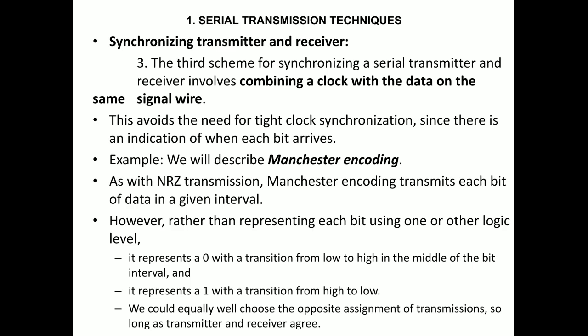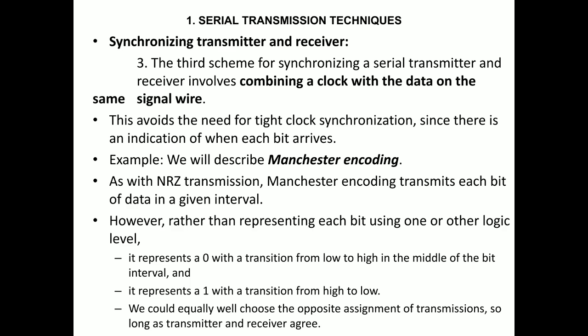And the next one is combining the clock with the data on the same signal wire. What does that mean? Combining a clock with the data on the same signal wire means we need to achieve clock synchronization among the data. One type of achieving synchronization between receiver and transmitter is combining a clock with the data on the same signal wire. An example is Manchester encoding.